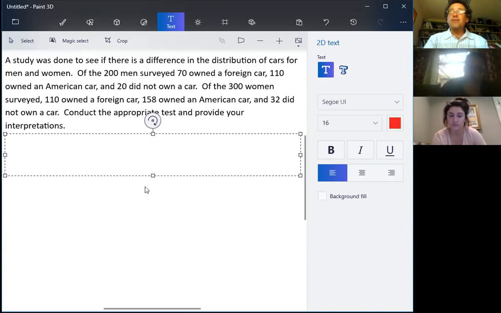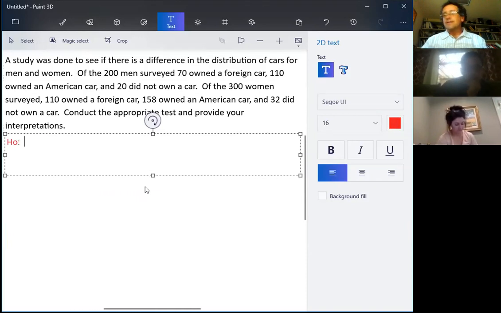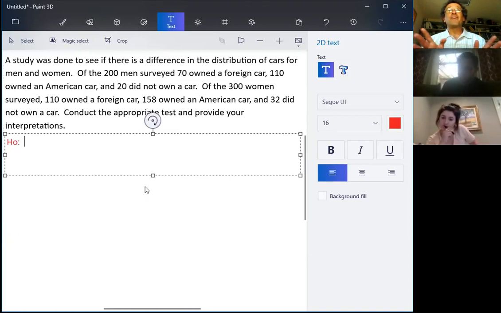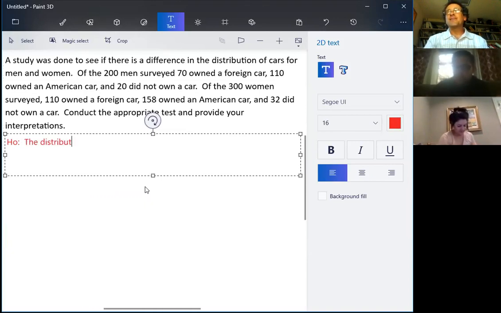Okay, so as always, start with H naught. Remember I told you the one word you have to have? Distribution. In this case, it's slightly different. It's plural: distributions. So the distributions of car type are the same for each gender. Is that clear?